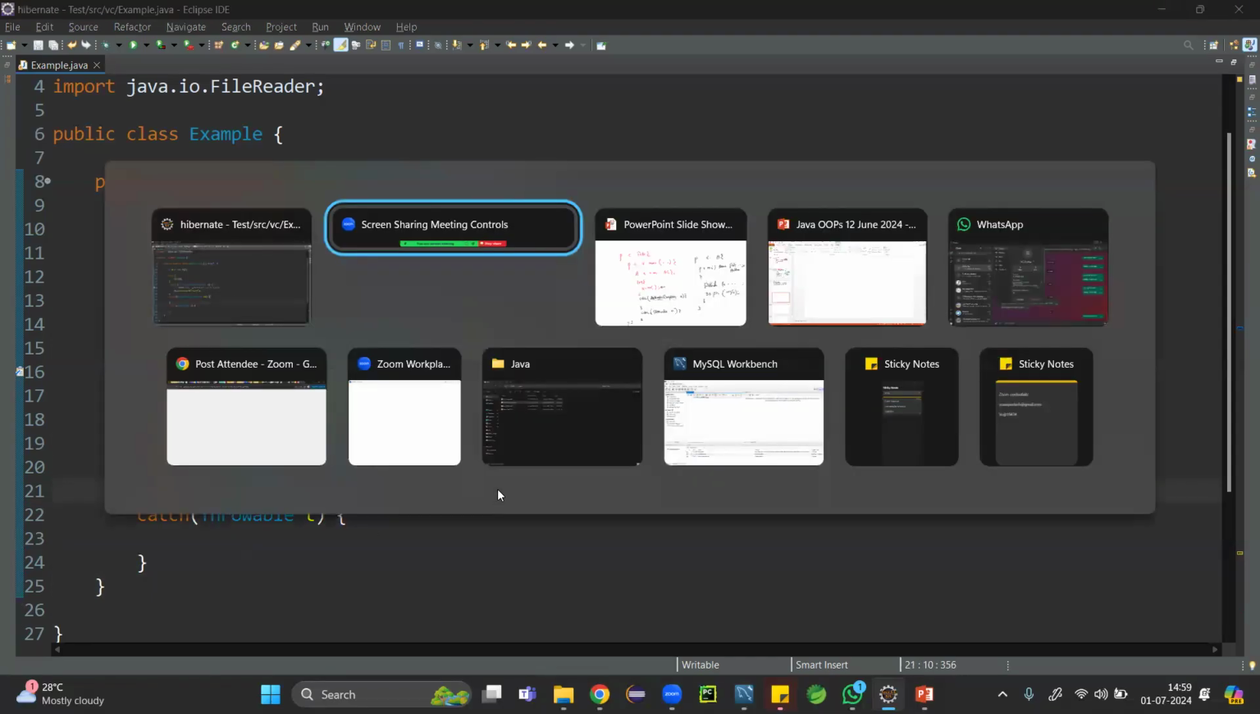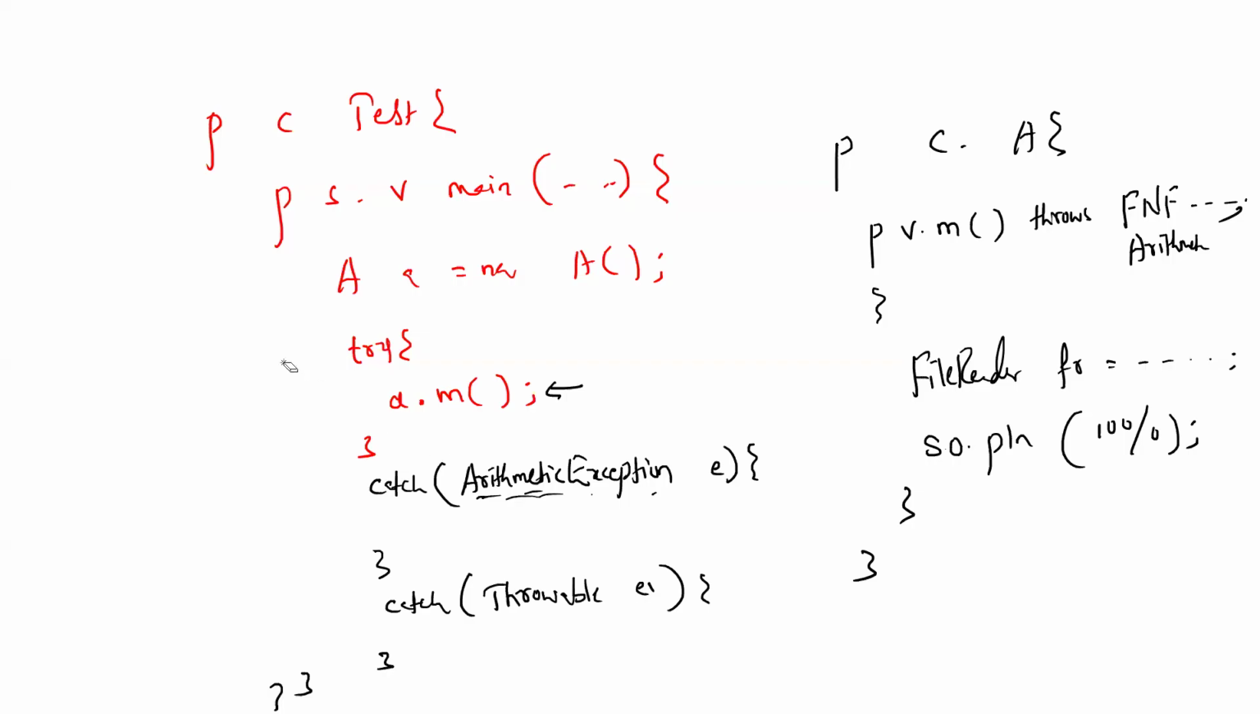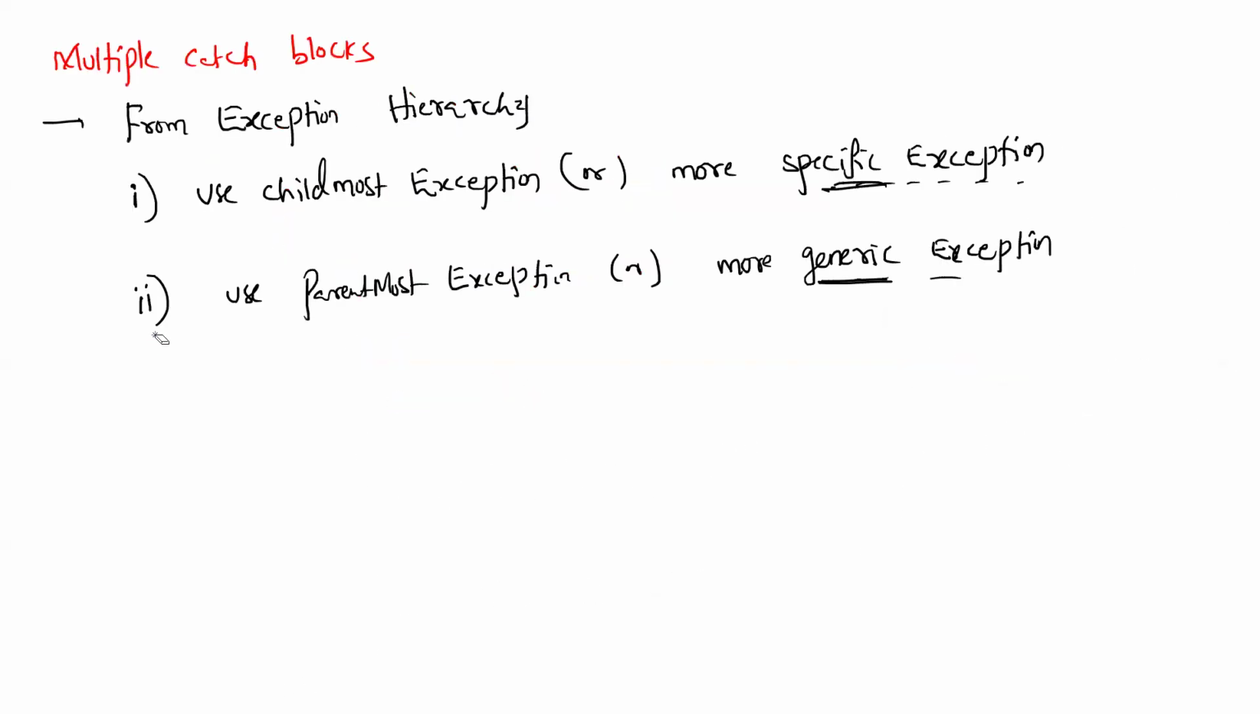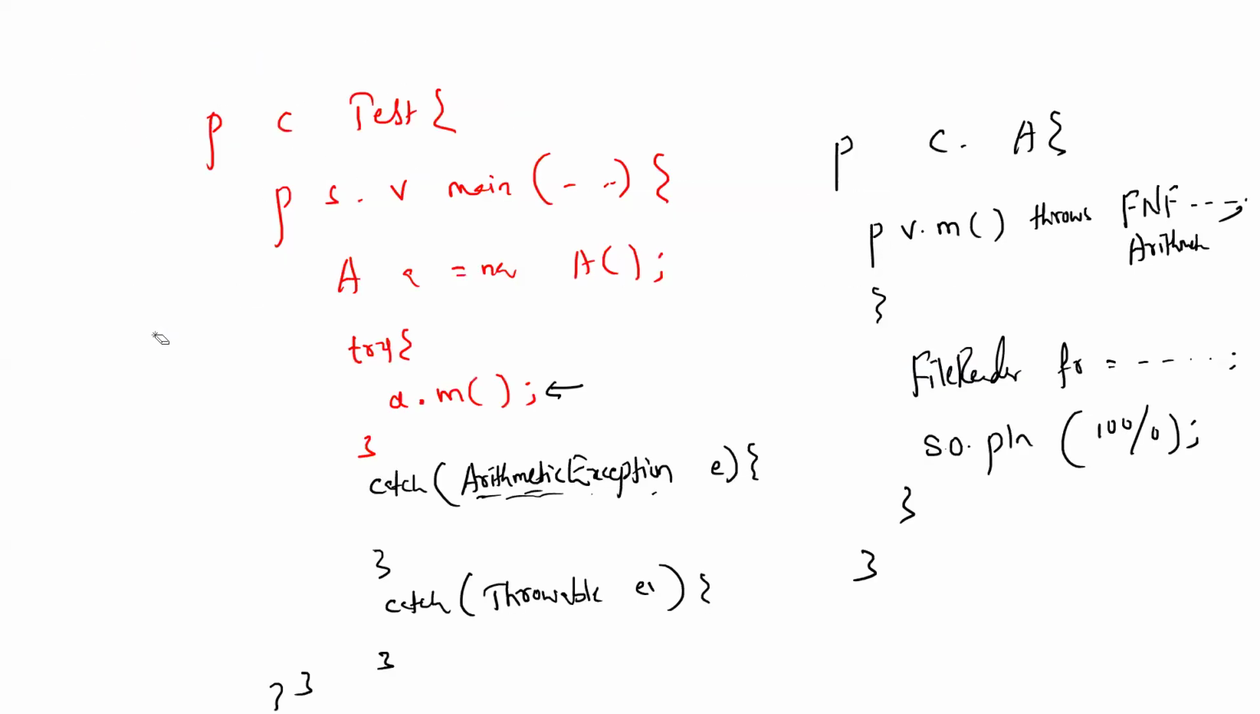So this is about the exceptions and exception hierarchy, checked and unchecked exceptions, and handling them by using a try catch block or by using a throws clause. Am I clear?